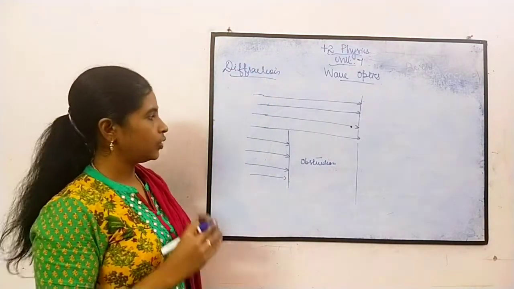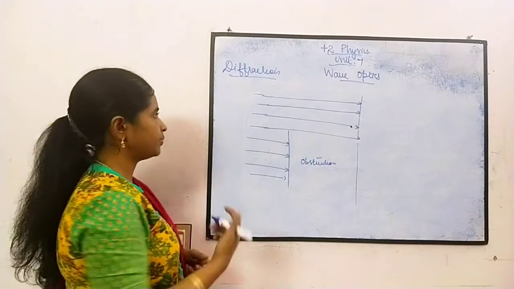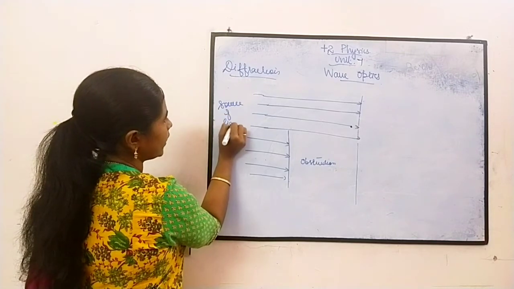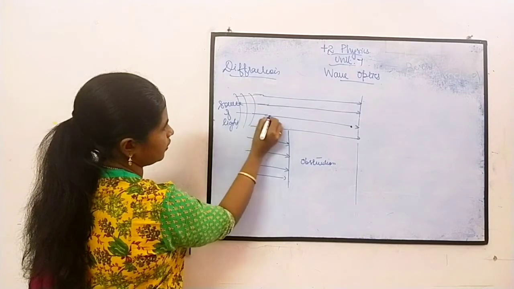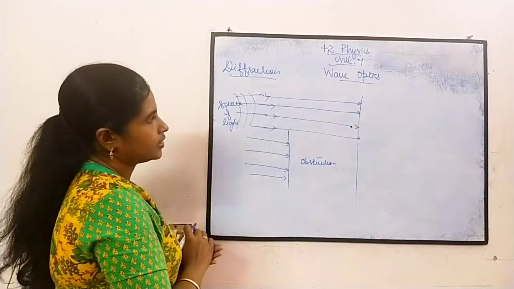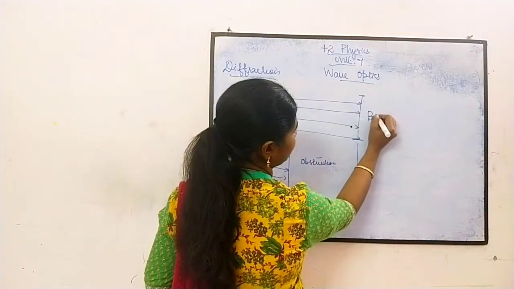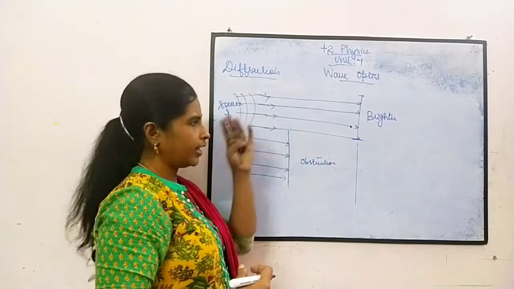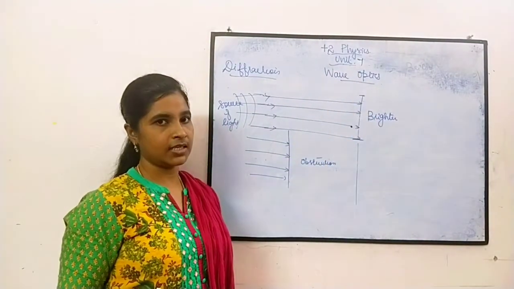Before telling the definition, let me explain. Here there is a source of light. Light is in the form of a wave, and this is the direction of propagation of the wave. When the light passes here, you can see the screen from this point to this point will be brighter. When you take a screen and pass a light source, the screen will be brighter here.